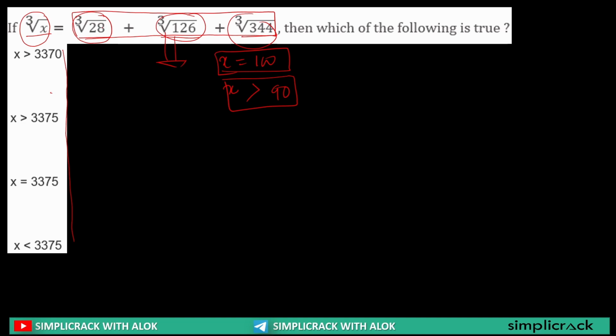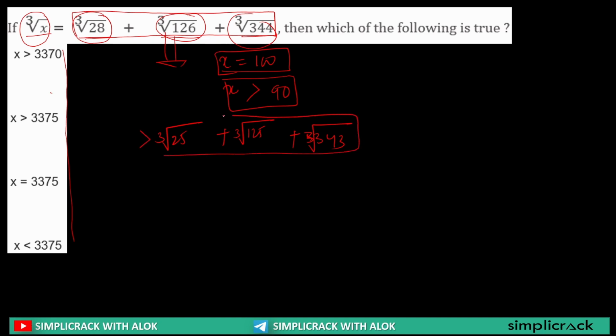How? See, in place of 28, let's say 25, because I know the cube root of 25. In the place of 126, I can write 125, and in the place of 344, I can write 343, right? Because I know the cube root of all these things. So the addition of all these, whatever I get, is lesser than the cube root of x, because all these numbers are less than these things.